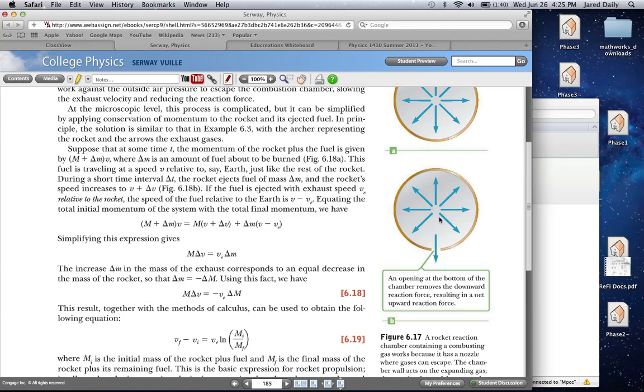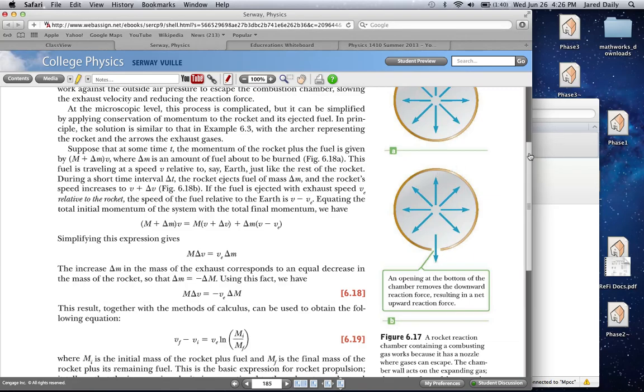Well, this force and this force cancel, this force and this force cancel, this force and this force cancel. And you end up with just a force upward on the container in this direction, and the downward force can't cancel it because it has nothing to push against. So you get an overall force upward, which is what causes a rocket to move upward.